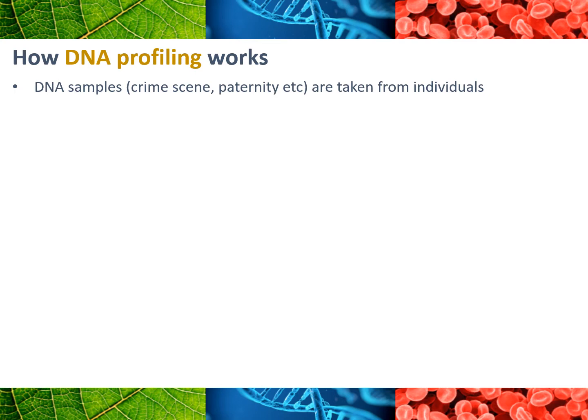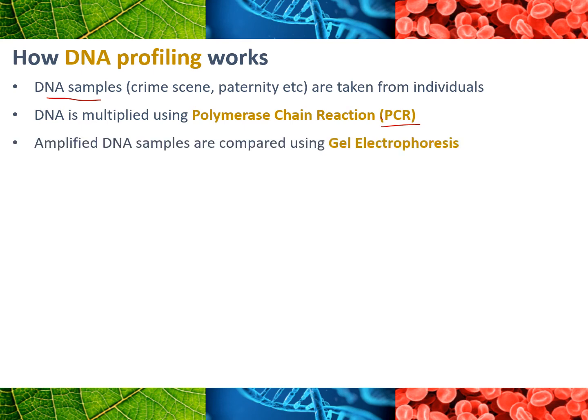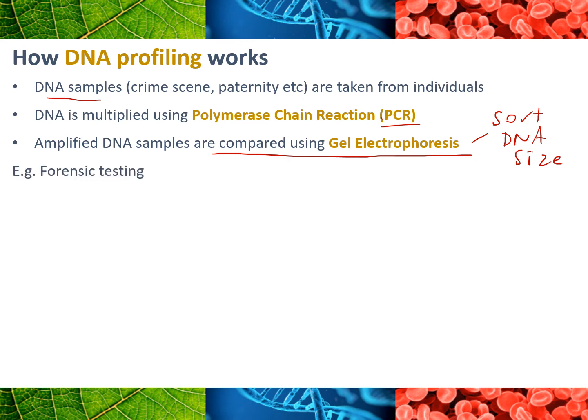So hopefully you're starting to think now, if we're trying to compare DNA based on its length, what type of tool we might use for that. Basically, the DNA samples are taken from individuals. Then they are amplified or multiplied using PCR, so we've got lots and lots of copies to work with. And then those copies are compared using gel electrophoresis. Remember, that allows us to sort DNA based on size. So you can compare the DNA based on its size.